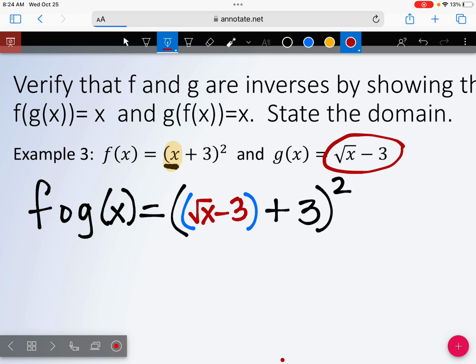Okay, so there is nothing in front of this blue parentheses. There's nothing I need to distribute inside, so I can actually just get rid of my blue parentheses now. So I'm going to rewrite this function and eliminate that parentheses. So I just have parentheses root x minus 3 plus 3 squared.